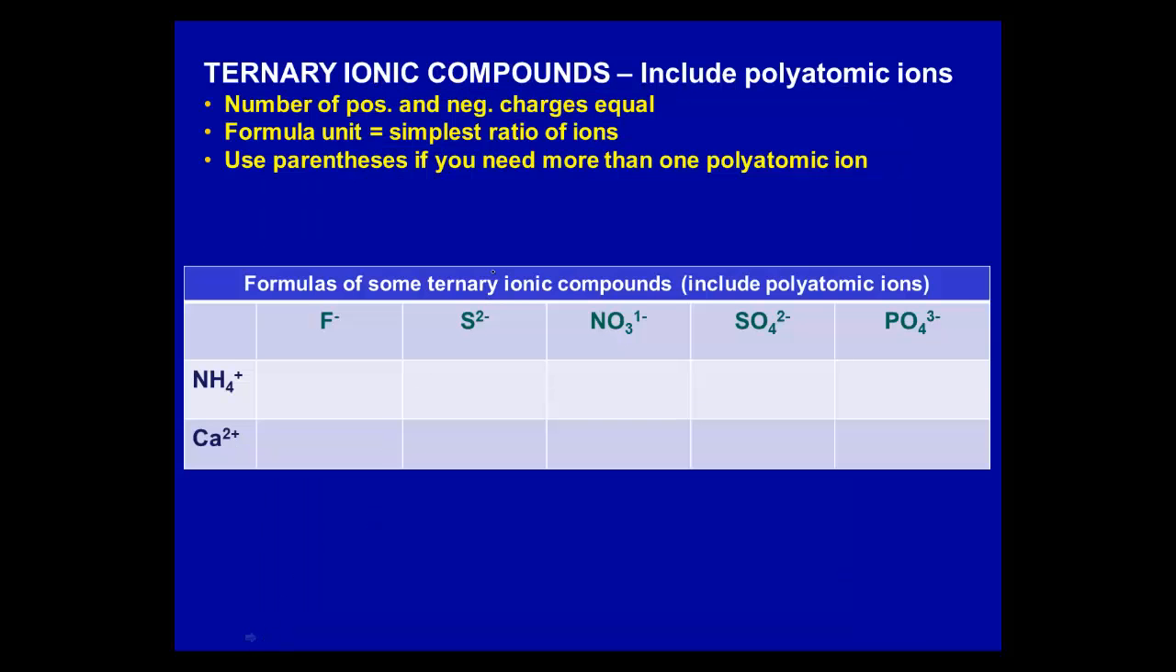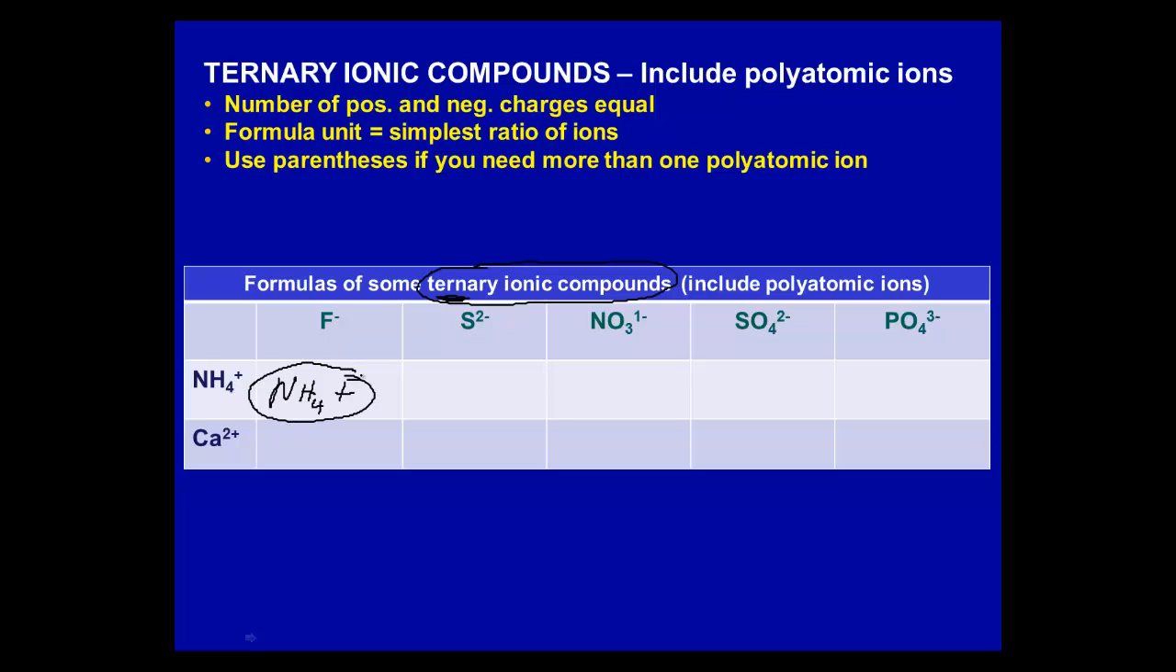Now these are called ternary ionic compounds that we're going to make right now, because ternary refers to 3 or more. Okay, we're still going to get the same number of positive and negative charges. Let's try this. NH4F. NH4 has a +1. F has a -1, so that's perfect. This is the final formula.